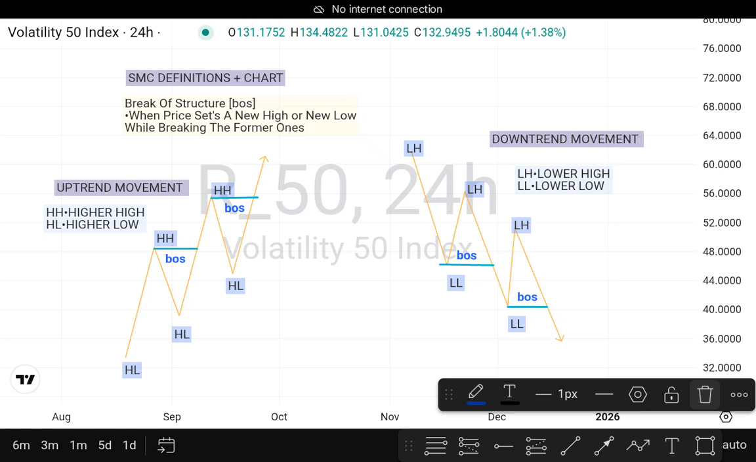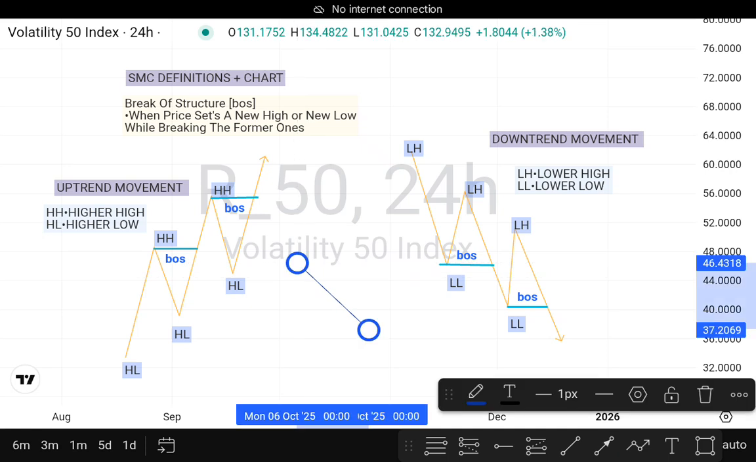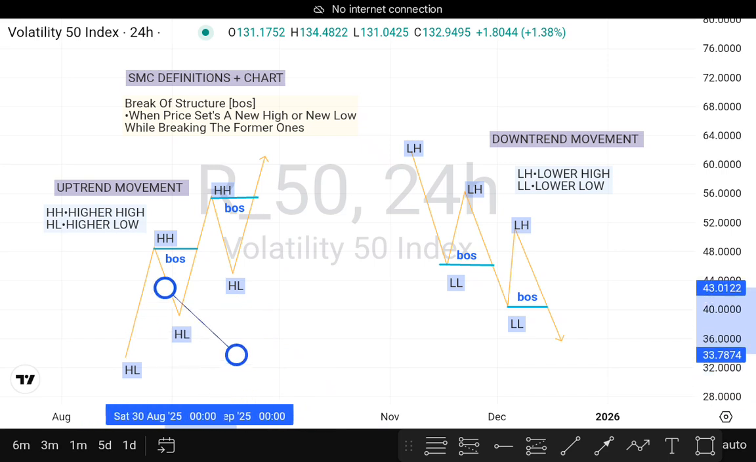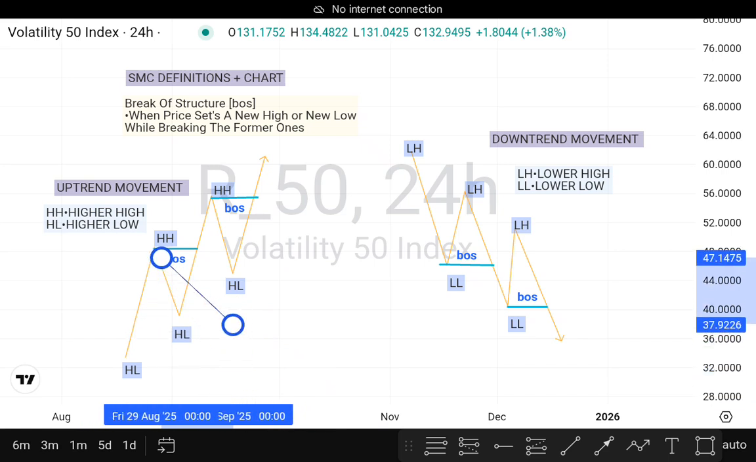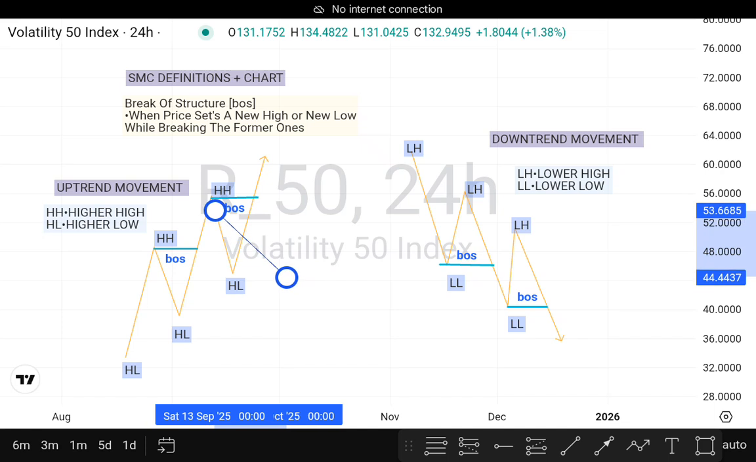We're gonna start on the uptrend again. A break of structure. What is a break of structure? A break of structure is when price sets a new high or new low while breaking the former ones. As you can see, this higher low created this higher high, this new level of a higher high. This was the first higher high that was created, and then this higher high created this higher low, and then this higher low pushes up, creating a new price of a higher high.